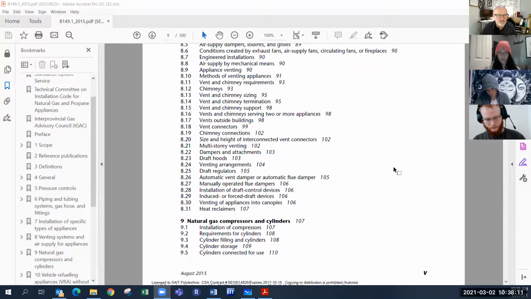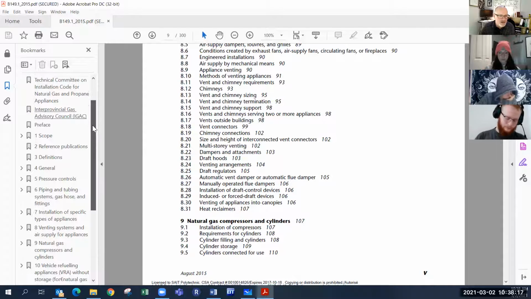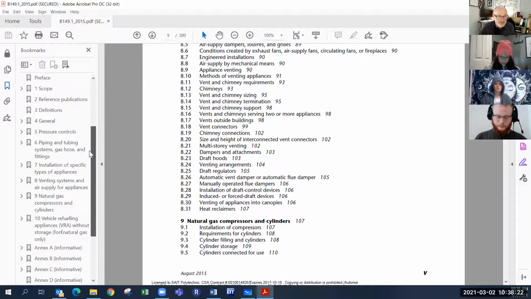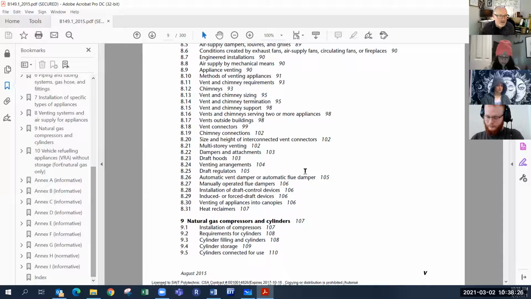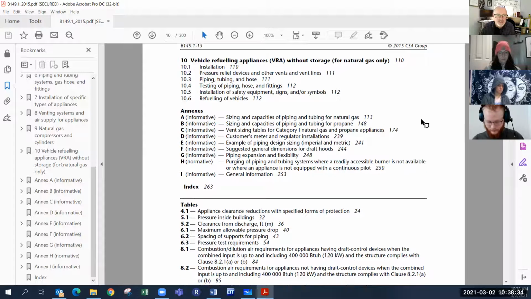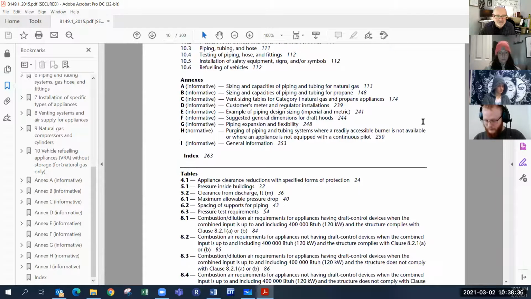Section 9. Whoop, I went too fast. Section 9, natural gas compressors and cylinders. So we don't do a lot of natural gas liquid, but we do have compressors on some ends. And then we get a little bit more on vehicle refueling in section 10. And then we have annexes.